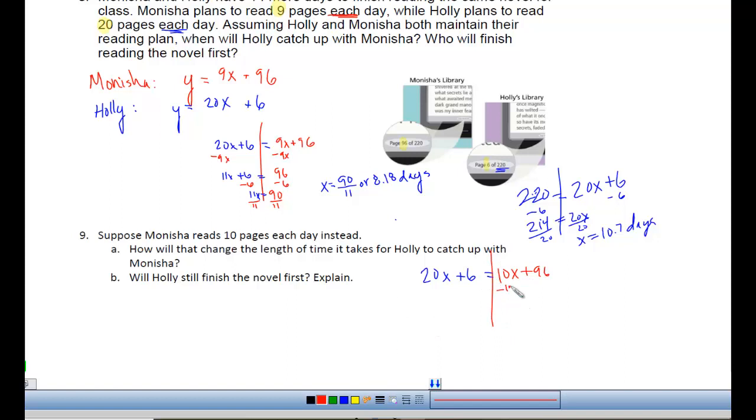So again, I'm going to go ahead and subtract those 10 x's. Isolate my variable to one side. Subtract these 6. So I get 10x. Divide. So then that's going to be after 9 days of reading. So instead of catching her just after 8, on that 9th day, at the conclusion of it, she will then have caught Monisha.